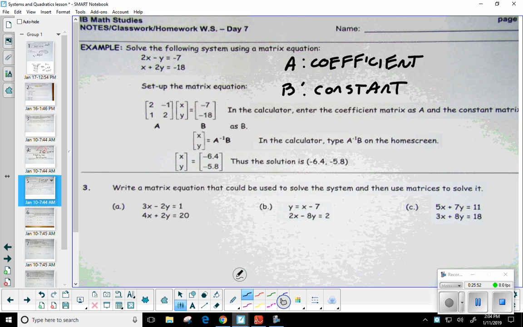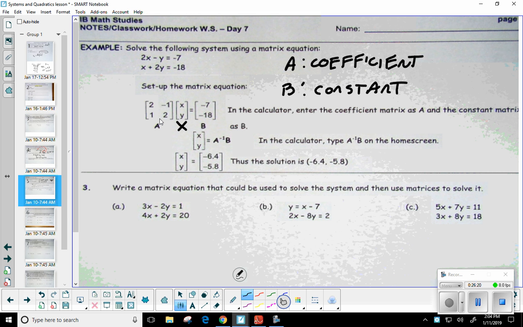Yeah, look at the system that this was created from. I literally just took those coefficients right off of the two equations. See, 2, -1, 1, 2. Why is B called the constant matrix? It's just made of those constants, what the equations equal. It's not listed here, but typically we do use X to represent this variable matrix. That's what we call it, just the variable matrix.